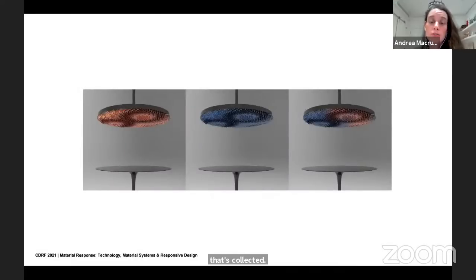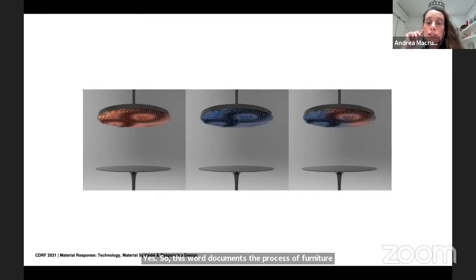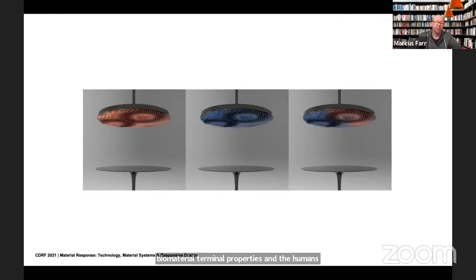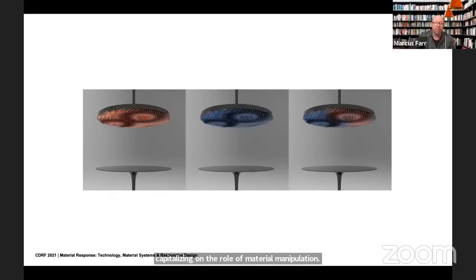Yes, so this work documents the process of a furniture project that was designed to induce a sensory experience. It explored this concept relative to digital design and material interaction in the field of biomaterial, thermal properties, and the human sensorium. It also incorporated this potential by capitalizing on the role of material manipulation and response to temperature as a way to interact with architectural space and people.